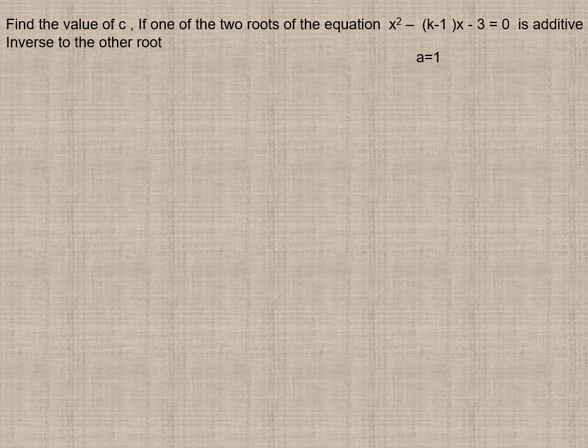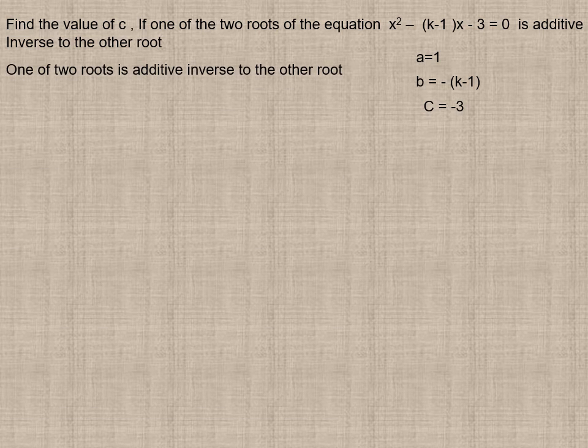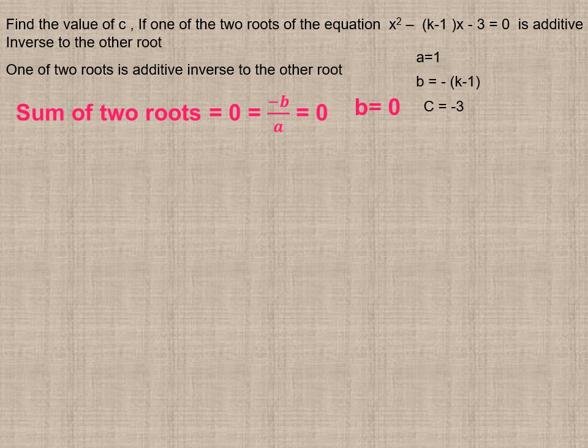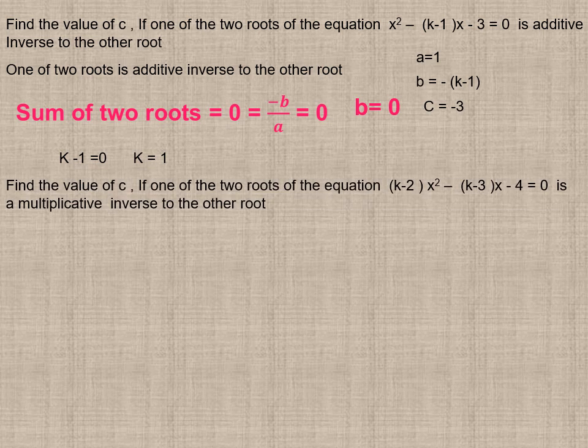First find a, b, c: b is negative k minus 1, c equals negative 3. The additive inverse means their sum will be equal to 0, right? So what about this sum rule? Negative b over a equals 0. That means b equals 0. Finally, if I have two roots and one of them is additive inverse to the other, that means b equals 0. So k minus 1 equals 0. That means k equals 1.